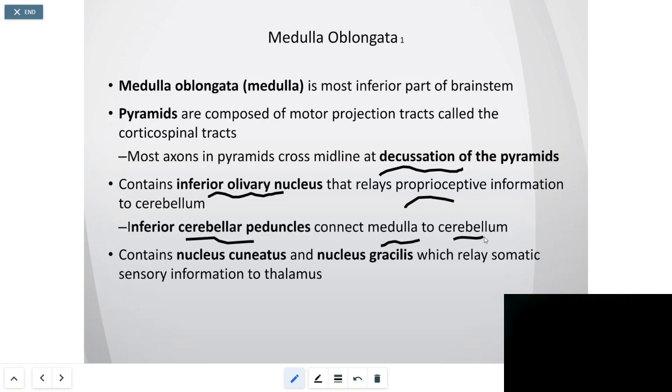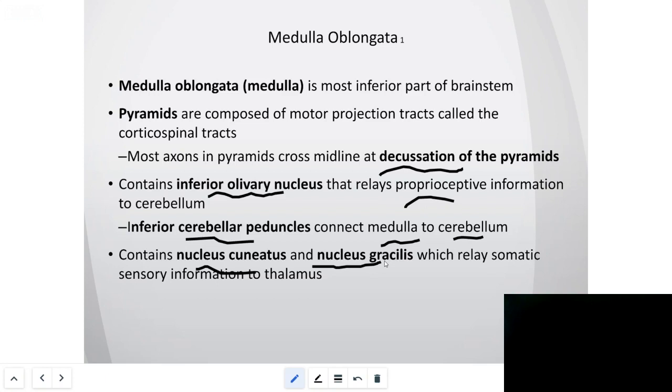And the last item for the medulla oblongata is for all of the somatic perception. Light touch, pressure, your fingers, tickling, all those sensory stimuli coming from your body or skin go through your NCNG, the nucleus cuneatus and gracilis. They're all housed in the medulla oblongata.